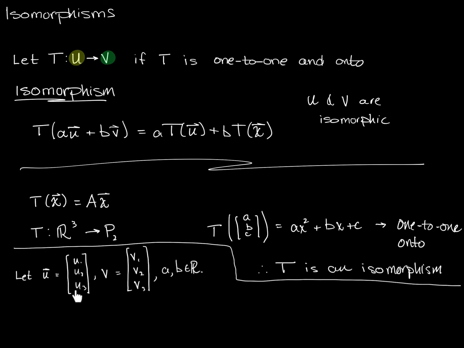I've selected two vectors in R3, and I'm calling them U and V, and I'm giving their components the same letter as their name, essentially, so that we know which one comes from which vector. And I'm saying A and B can be any two real numbers. Then the transformation of A times U plus B times V ends up looking like this: A times U plus B times V.